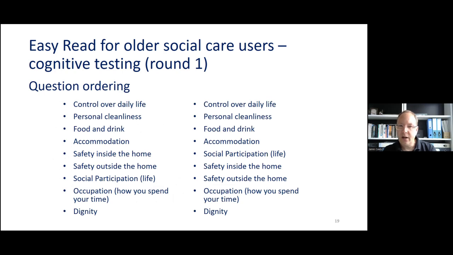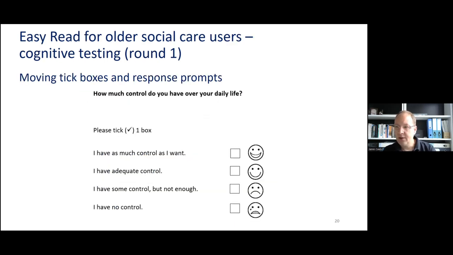Just to highlight one of the changes that we've made as a result of that round 1, a really easy, slight change for the question ordering. People in some cases were conflating the social participation and occupation, so that's moved. I'll show you how that's gone up, because people, when having talked about social participation and then moved on to talk about occupation or how they spend their time, were potentially just focusing on social time rather than more daily activities.